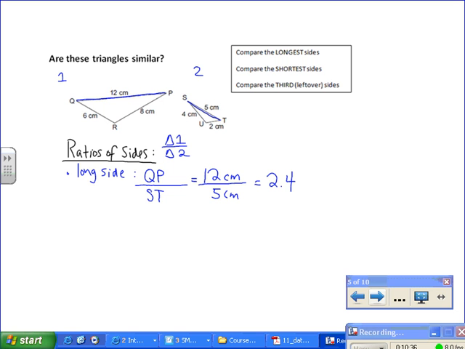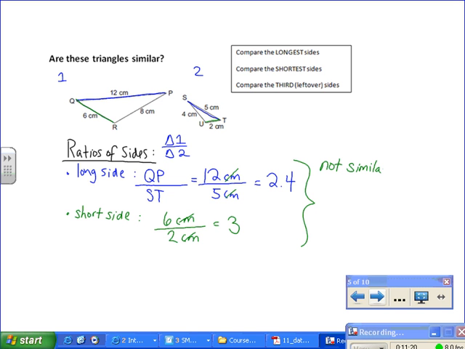Now we're going to go ahead and do the short side. So I'm going to compare the short side of triangle 1. And if I look at it, that's from Q to R, that's 6 centimeters. Okay. And on triangle 2, the shortest side is from U to T, which is 2 centimeters. And 6 divided by 2 is 3. Notice that my centimeters here are canceling. A ratio never has units. So I have 2.4 for the first ratio and 3 for the second ratio. Right away, I know that these two triangles are not similar because the ratios are not the same.